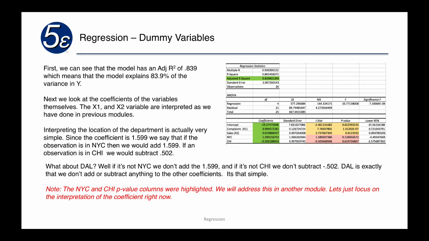Now, we've highlighted some of the other columns here in the final result. So we want to be careful because we're going to discuss those in another module. The New York City and Chicago p-values were highlighted, and we're going to address this later, but right now we're just focusing on the interpretation of the coefficients.